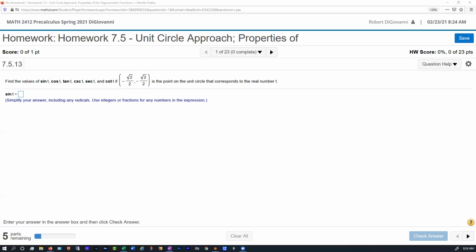Okay, I'm going to be working the homework here for 7.5. And the first question here asks us to find all 6 trig function values if this point, negative root 2 over 2, negative root 2 over 2 is on the unit circle. So basically we have the unit circle here, and we're at 2 negative values, x and y. So that should put us at this common angle that we should be familiar with.